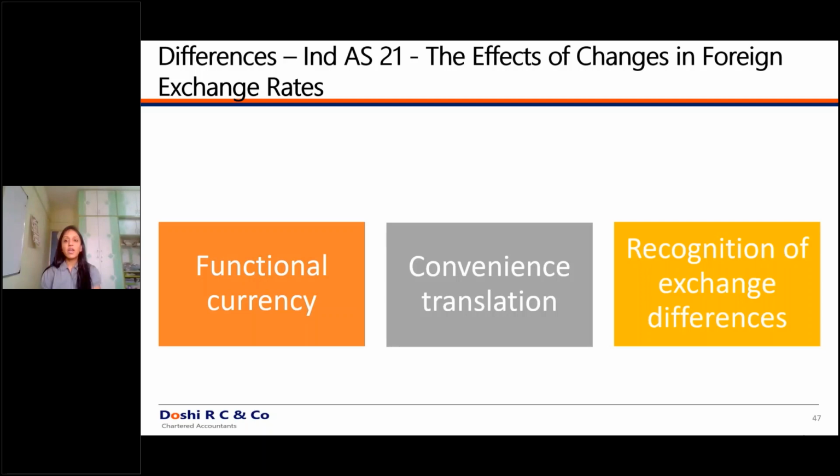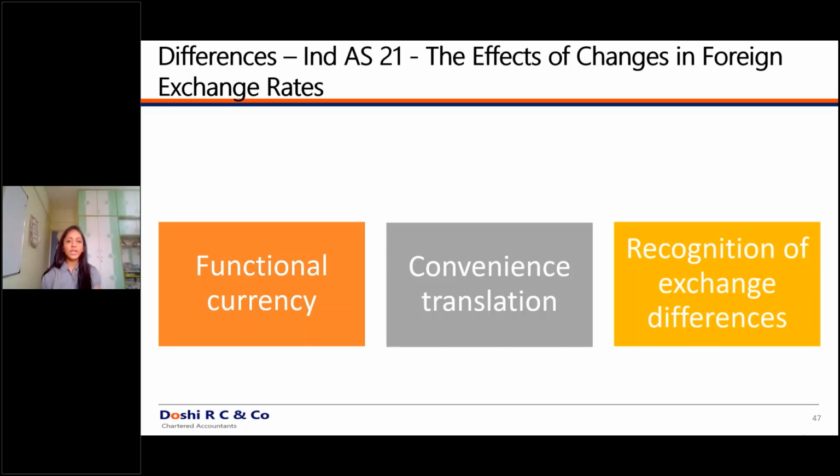And the third is recognition of exchange differences. In accordance with Ind AS 21, none of the exchange differences are allowed to be capitalized in the cost of the asset. This is different from AS 11, where there was a para called para 46A, which allowed the differences in foreign currency to be capitalized in your property, plant and equipment, in your fixed assets. This is the difference between Ind AS 21 and AS 11.